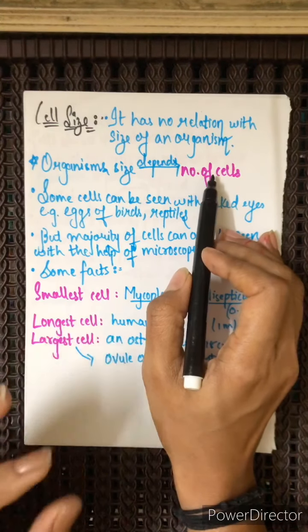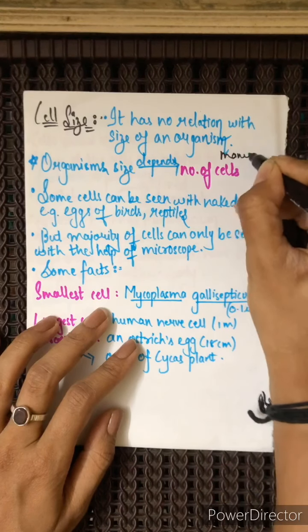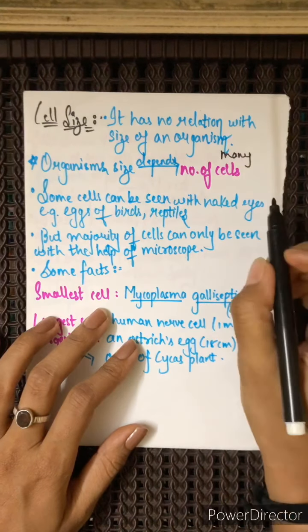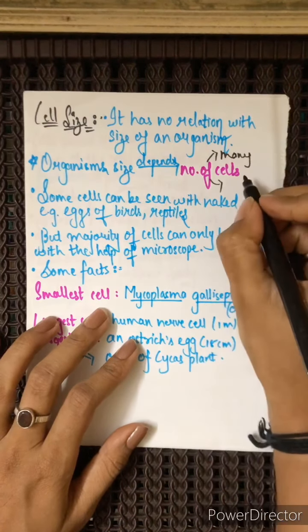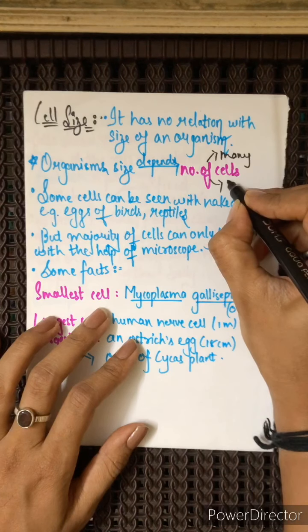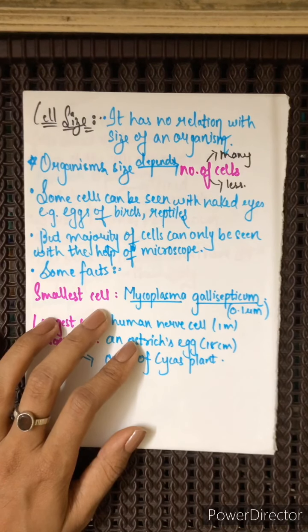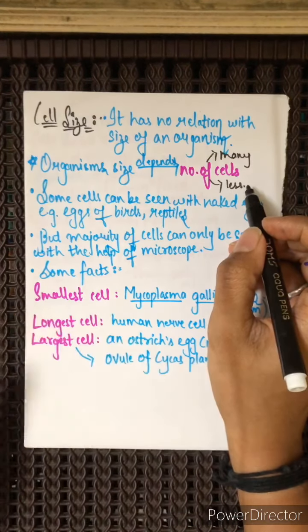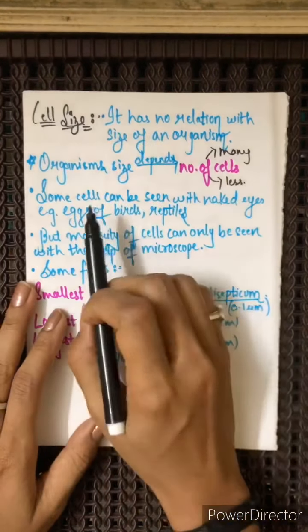As in, the elephant is bigger because it has many cells, and the size of the ant is small because it has a lesser number of cells. So the size of the organism does not have to do anything with the size of the cell. Fine? Yes.